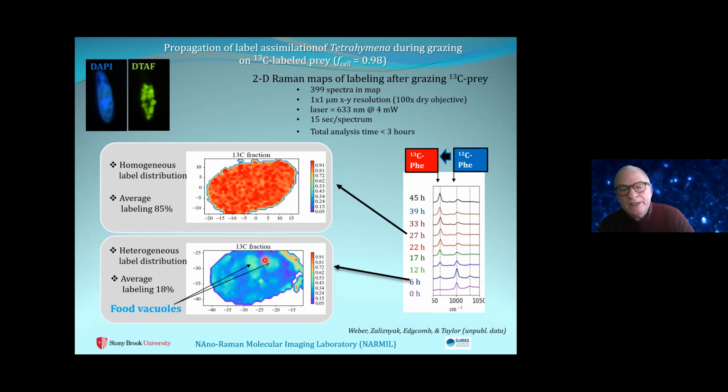And we can see regions of the predator cell, this is the Tetrahymena, that at 6 hours are focal points for that heavy isotope. In this case, these several hotspots here are food vacuoles, where it's basically the prey inside the vacuole rather than the biomass of the predator. They haven't been fully digested yet. But by 27 hours, a little more than a day, we see almost uniform distribution of that carbon-13.